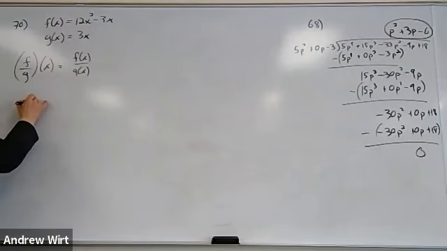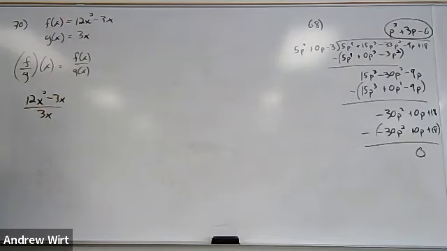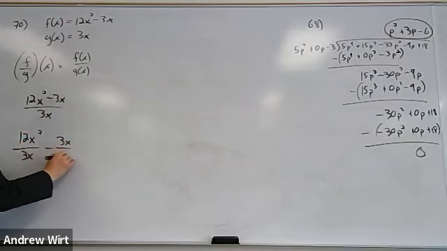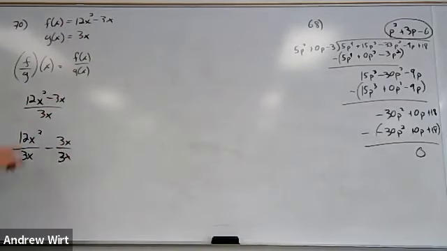So that gives us 12x squared minus 3x over 3x. All right, now split these into two separate fractions, both over 3x. And simplify each separately. So over here we get 4x. Over here we get 1. So 4x minus 1 is f over g of x.